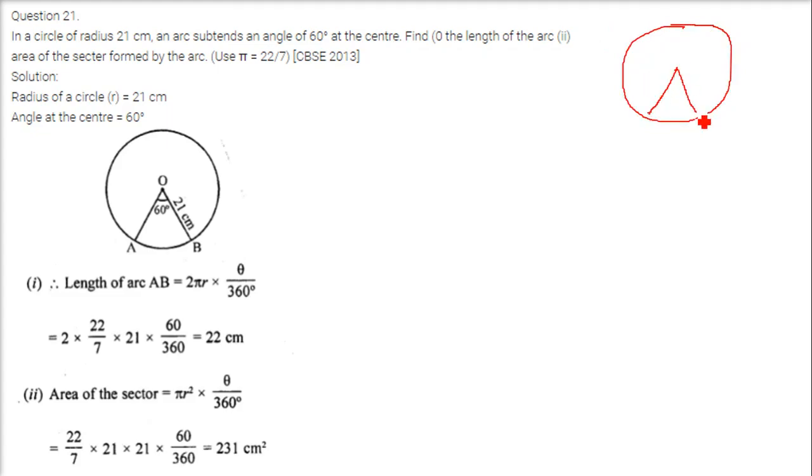So an arc subtends an angle of 60 degree. This is 60 degree as you see here also, and this is 21, which is the radius. Find the length of the arc and the area of the sector. So we directly have the formula, that is length is theta by 360 into 2 pi r. So theta we will use 60, theta by 360 into 2 into pi, that is 22 by 7 into r. R is also already given 21, and this is going to be 22 centimeter.